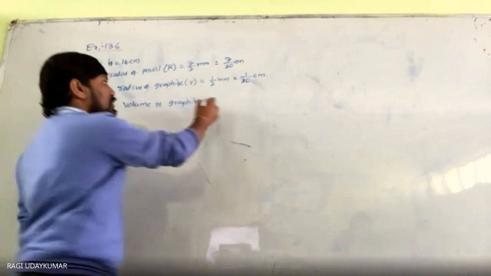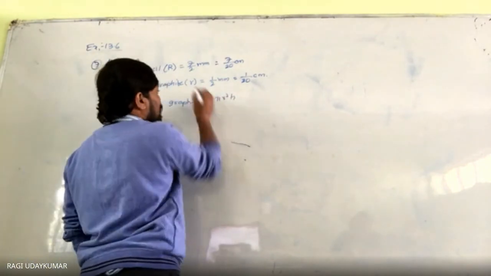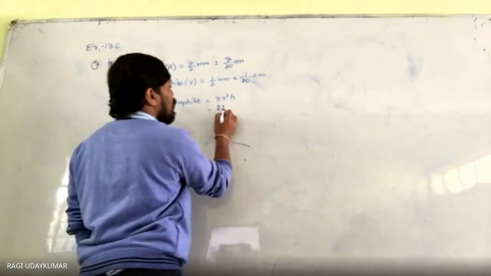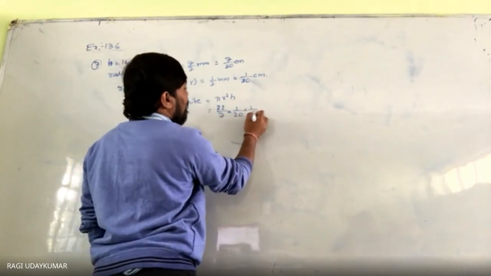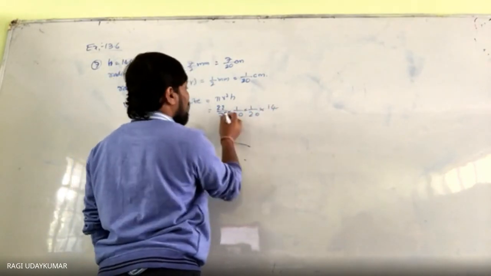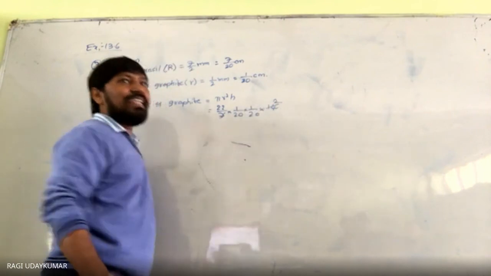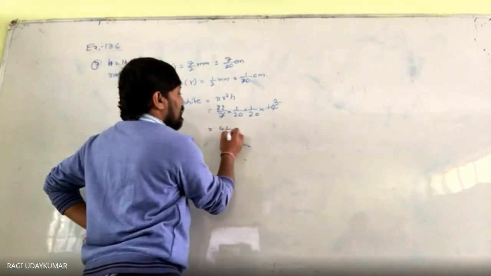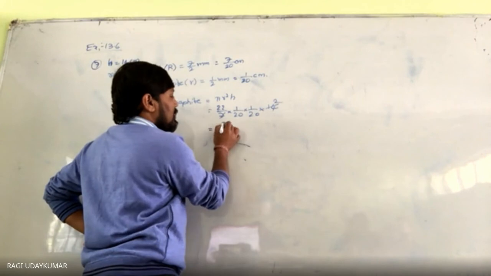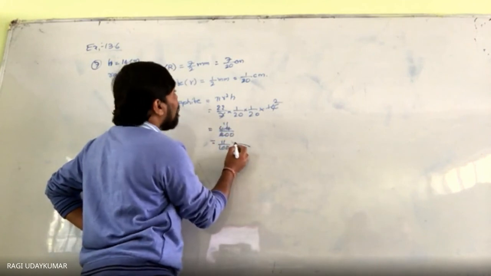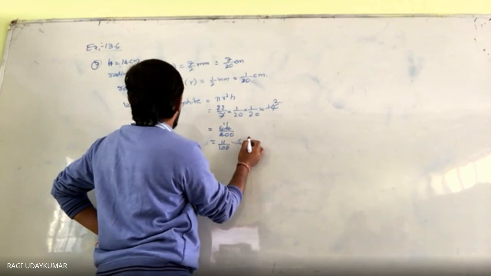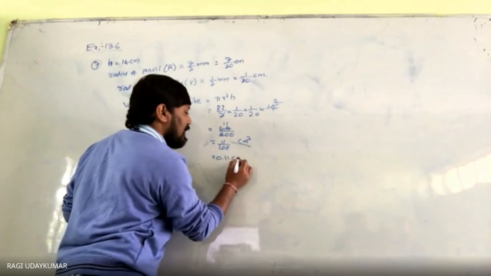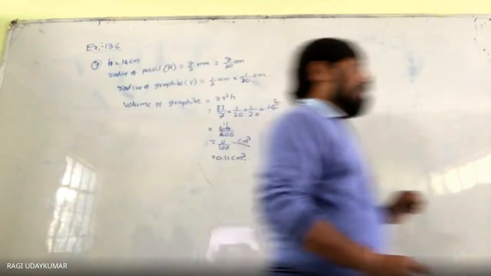Volume of the graphite is equal to pi r square h, with small r representing the graphite radius. Here the value of pi is given as 22 by 7. So 22 by 7, times 1 by 20, times 1 by 20, and h is 14. The 7 cancels with the 14. So we get 44 by 400, which is 11 by 100, that is 0.11 centimeter cube.